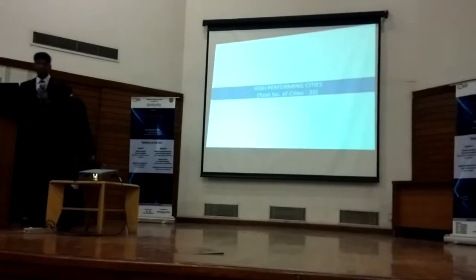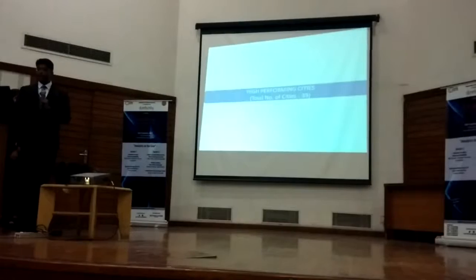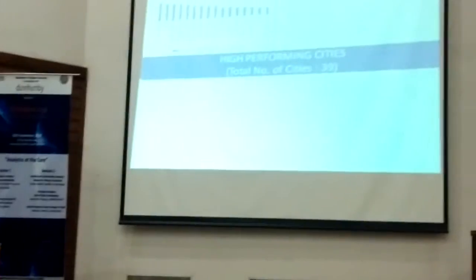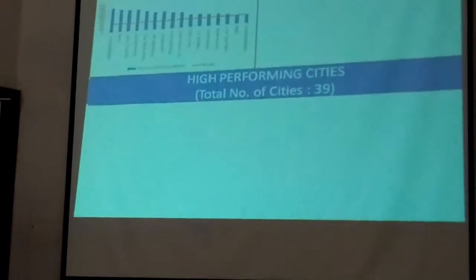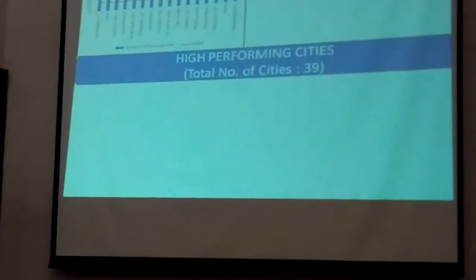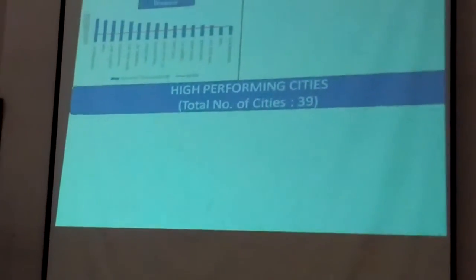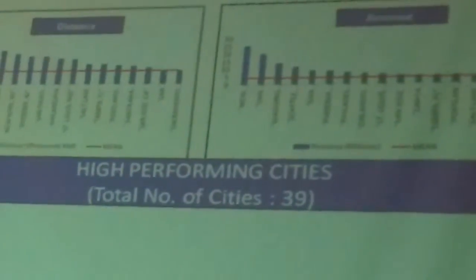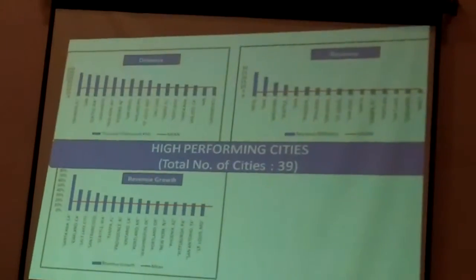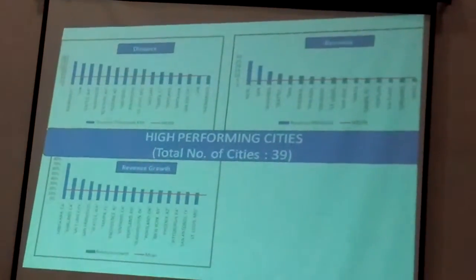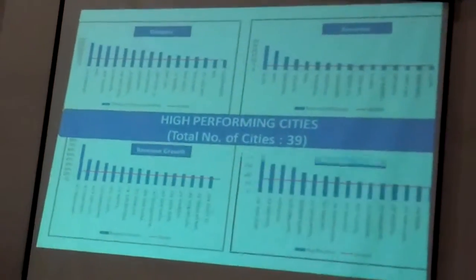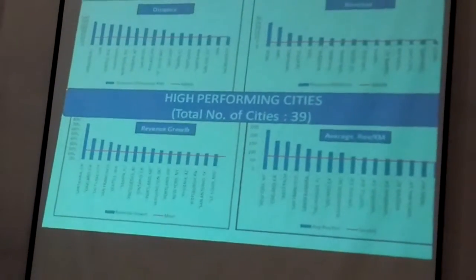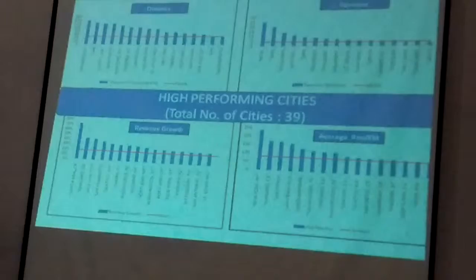Now next is coming to high performing cities. To select high performing cities, we have taken different parameters into consideration. Starting with distance, it's the total distance that is covered. So we are taking the coverage ratio into consideration. Second is the revenue, or what is the total revenue or total earnings of the company. Third is the revenue growth. It means how the company is performing over the years. Again is average revenue per kilometer. This is also very important because it gives what your real profits are.